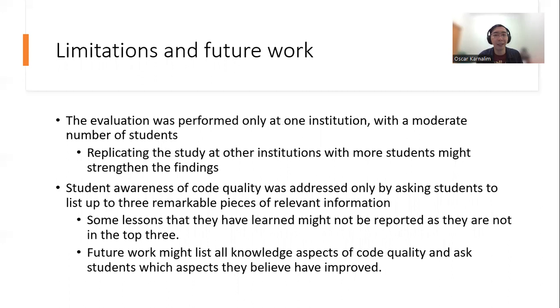Our study has limitations, and that entails future work. First, the evaluation was performed only at one institution with a moderate number of students. Replicating the study at other institutions with more students might strengthen the findings. Second, student awareness of code quality was addressed only by asking students to list up to 3 remarkable pieces of relevant information. Some lessons that they have learned might not be reported as they are not in the top 3. Future work might list all knowledge aspects of code quality and ask students which aspects they believe have improved.